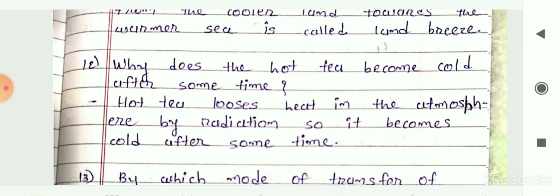Next question, 12 number, why does hot tea become cold after some time? So hot tea loses heat to the atmosphere by the process of radiation, so it becomes cold after some time. From the tea, the heat transfer takes place to the atmosphere, so the temperature of the tea decreases. So that's why hot tea becomes cold after some time.